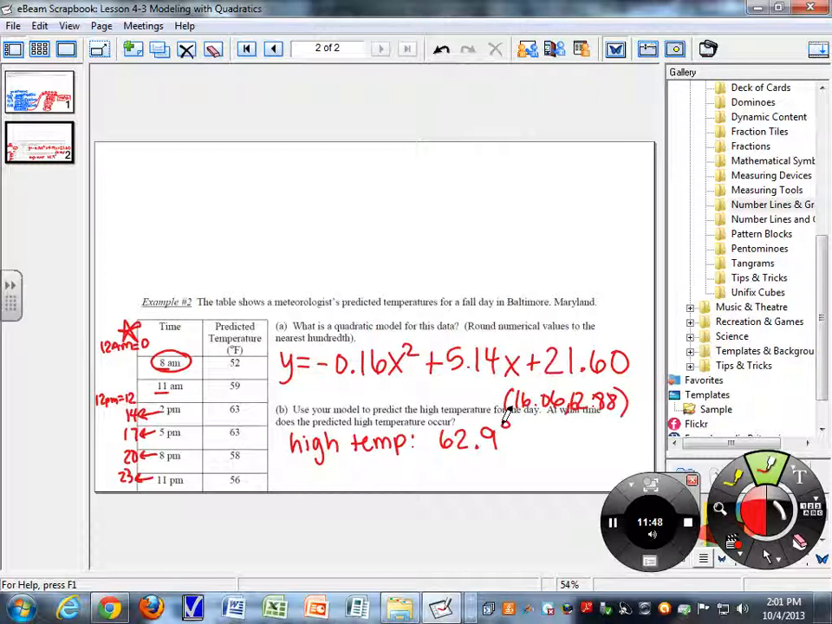The next thing it asked was at what time does the predicted high temperature occur? So for us, the time is this 16.06, or very close to 16 hours after midnight. Remember, that's how that represented. So 16 hours after midnight would be at 4 p.m. So we would expect our high temperature to occur at 4 p.m.